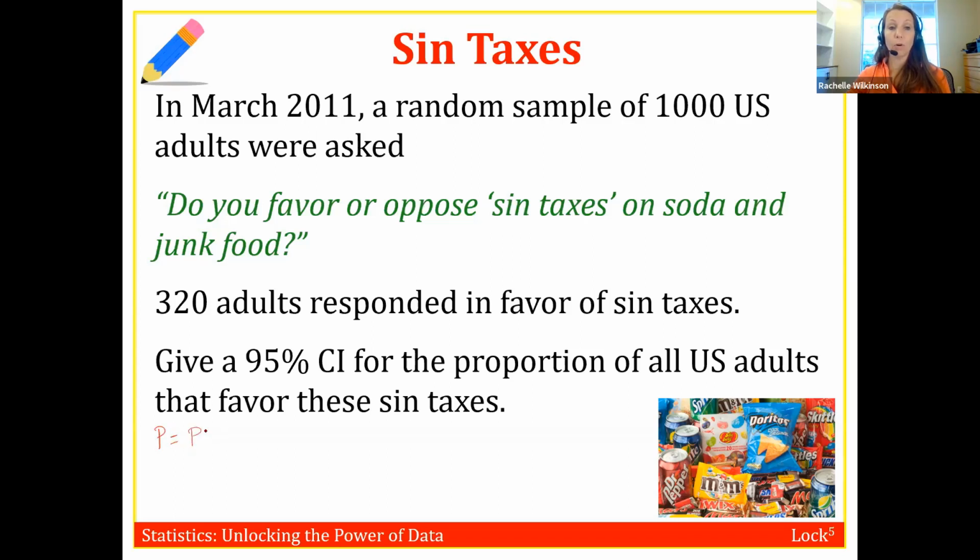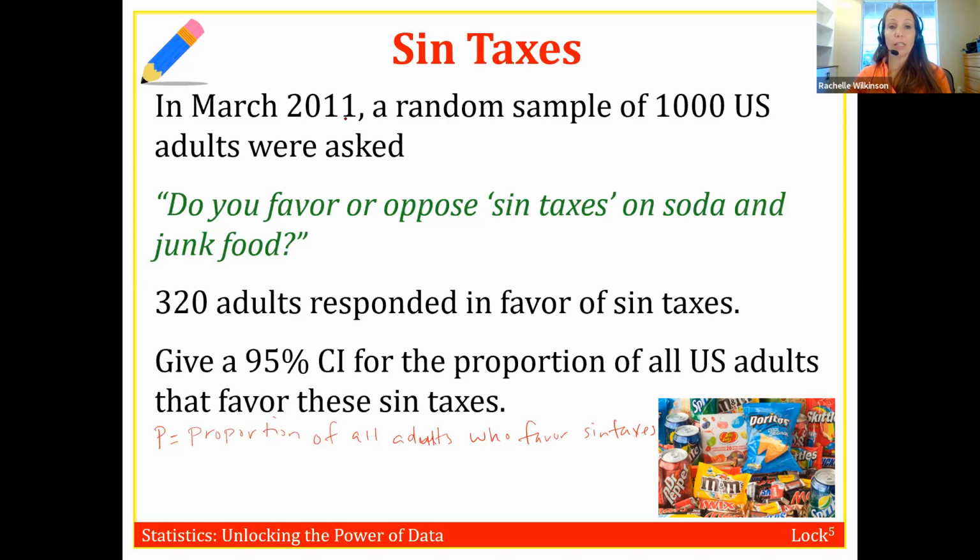And P is a proportion. So in this case, it's going to be the proportion of all adults who would favor sin taxes. All right, so there's no hypotheses to write, so we don't have to worry about that.